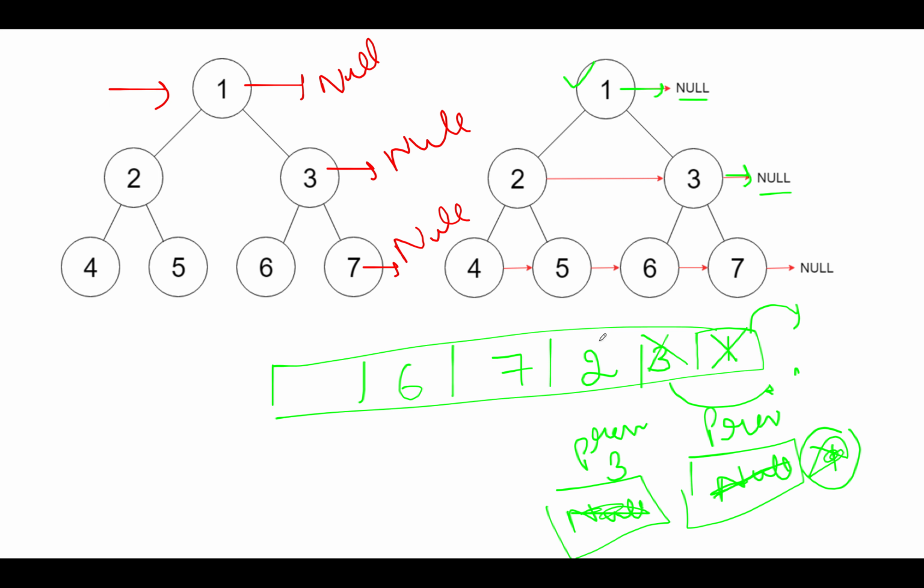Let's proceed ahead. Next, we'll pull out elements from the queue, and 2 gets pulled out. We'll set 2's right to the previous node. So 2.right gets pointed to 3 because the previous node right now has the value 3. All good, pretty awesome so far. What we're going to do next, we'll add elements into the queue. So which node gets added first?